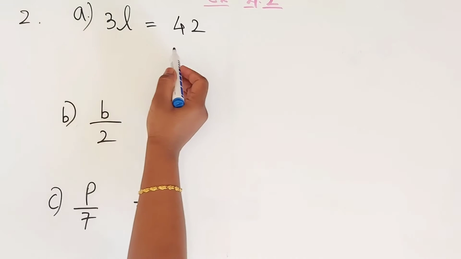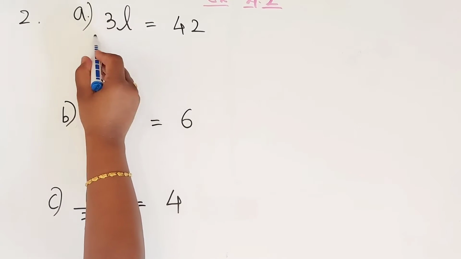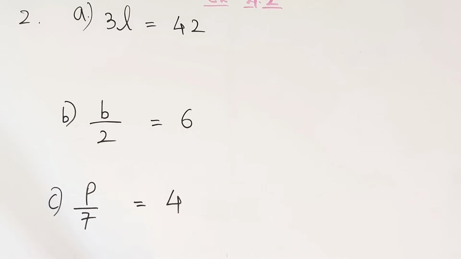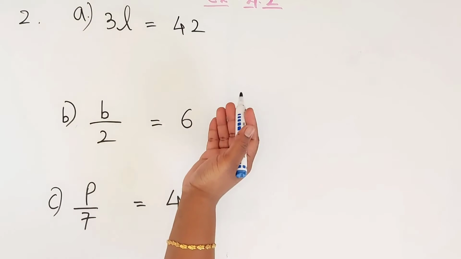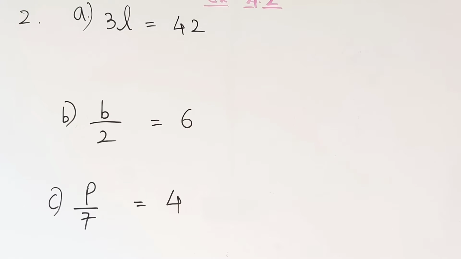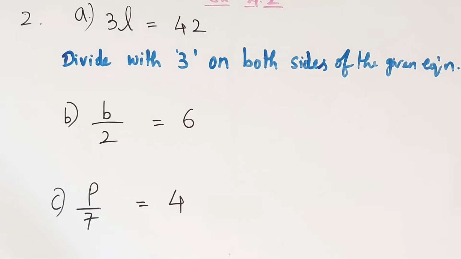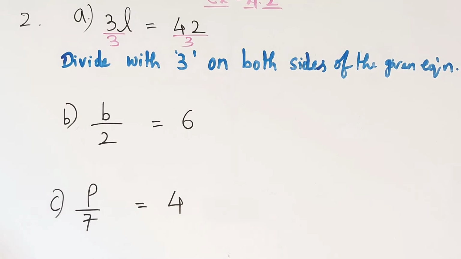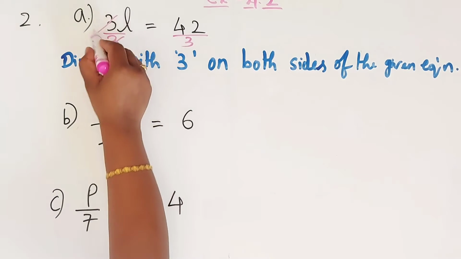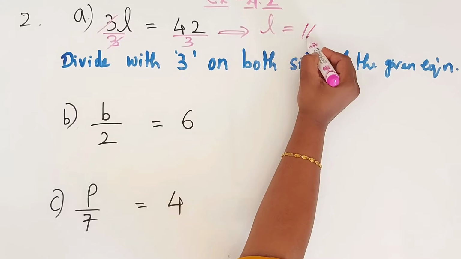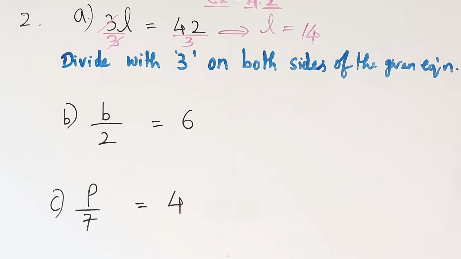First question 3l equal to 42. Here 3 is multiplying the variable, right? Now we want to cancel this 3, we want to eliminate this 3. That means we have to divide with 3 on both the sides, so that you can cancel 3 and 3. Therefore L only will be there. Correct children? Now we are dividing with 3. Divided by 3 here and the right hand side also divided by 3. Now 3 will get cancelled. It is 1. Therefore L equal to 42 by 3, that is 14.